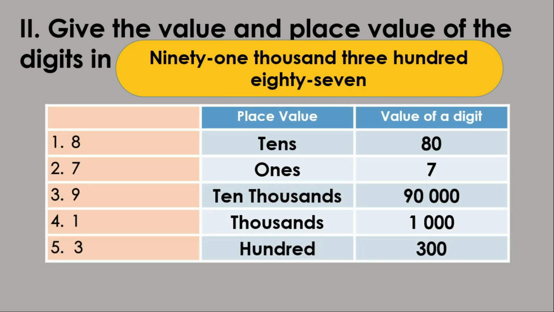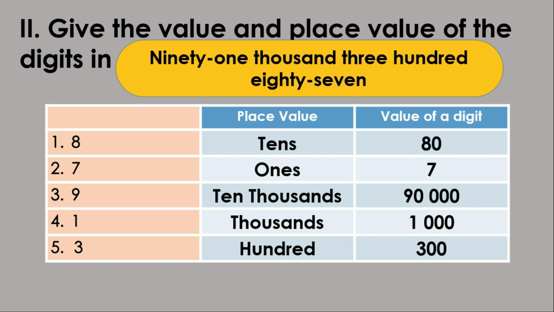2. Give the value and place value of the digits in 91,387. For number 1, 8. The place value is tens and the value of the digit is 80. Number 2, 7. The place value is ones. The value of the digit is 7.